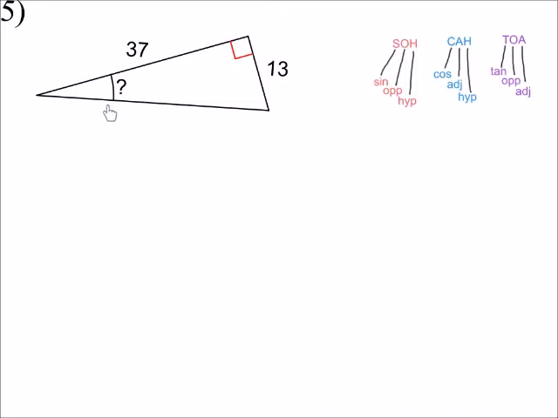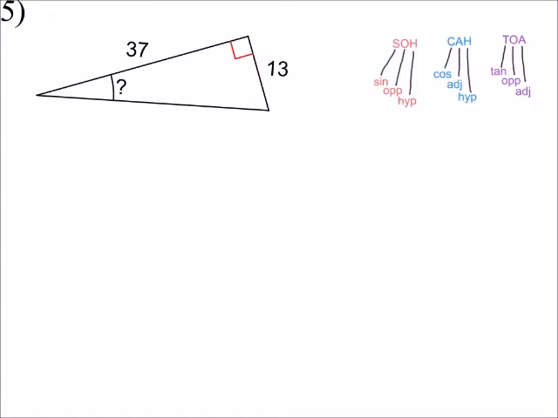one of the trig functions equals the ratio of two of the sides, whether it be the opposite over hypotenuse, adjacent over hypotenuse, or the opposite over adjacent. Whichever two sides we have will determine which trig function we're going to use, but in this case we have to use the inverse because we don't know the angle and we need to find the angle.